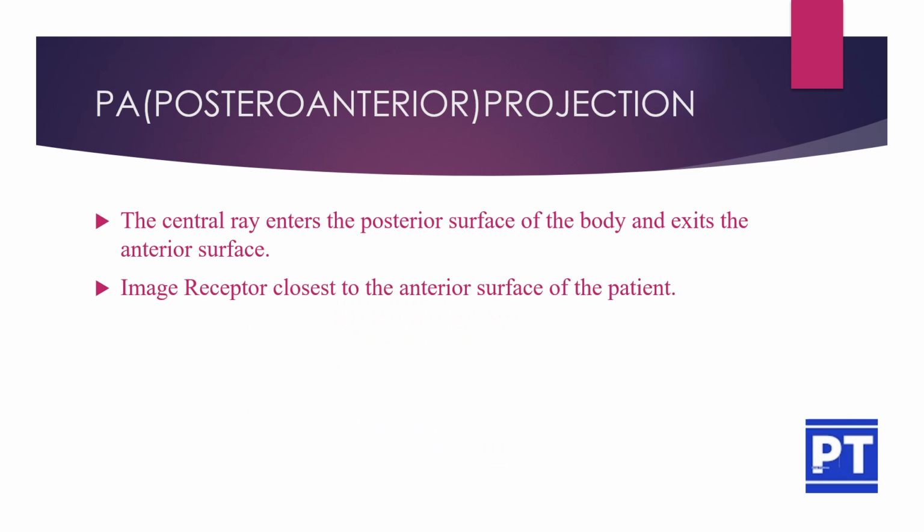Posterior projections, PA projection. The central ray enters the posterior surface of the body and exits the anterior surface. The image receptor is closest to the anterior surface of the patient. So, as I said before, when the ray is entering through the posterior surface, then the projection is termed posterior projection. Then the image receptor will be placed at the anterior aspect.